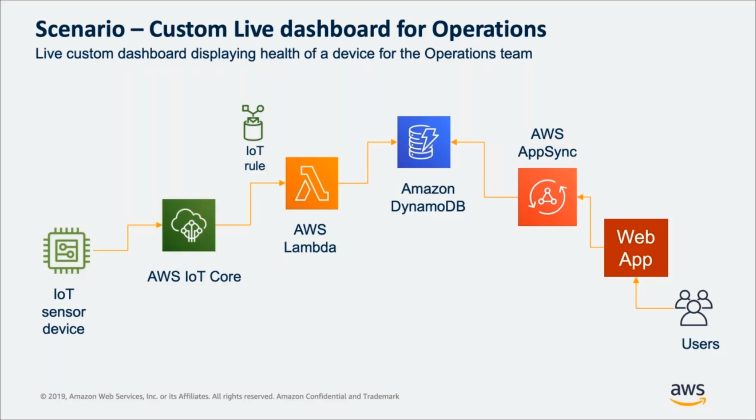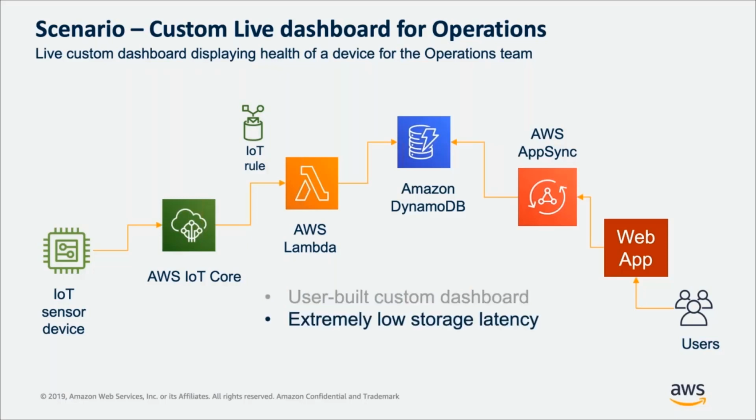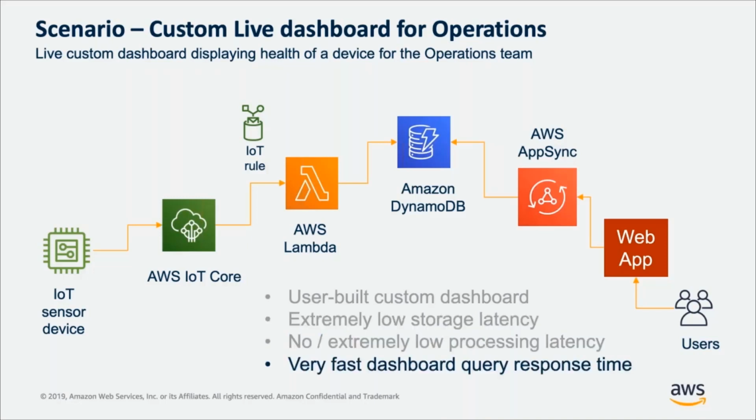So in summary, the characteristics are that it's a custom dashboard that is built. A lot of applications require you to build a dashboard that's very custom, and you need to build your own JavaScript or your own user layout. This is ideal for that use case. There's extremely low storage latency. The data, as it's available in IoT Core, is available almost immediately in DynamoDB, because of the extremely low event processing time in the path from IoT Core to DynamoDB, depending on the processing and transformation that's required in AWS Lambda.